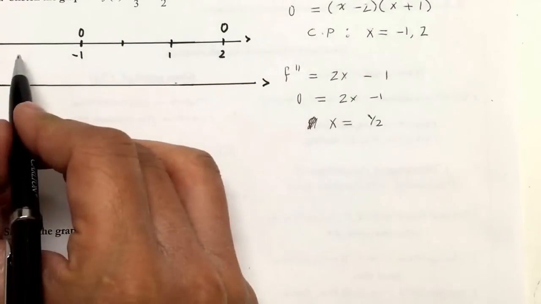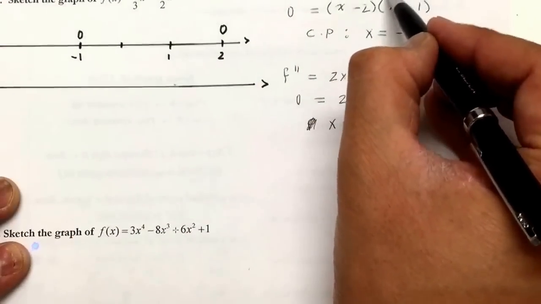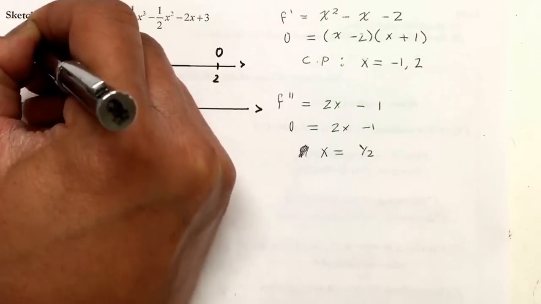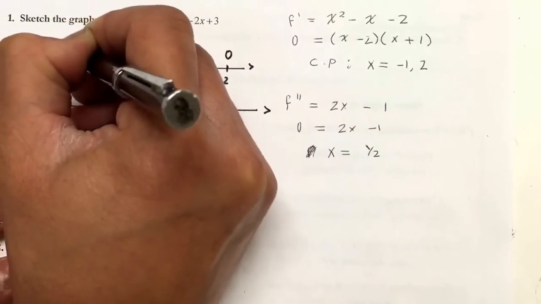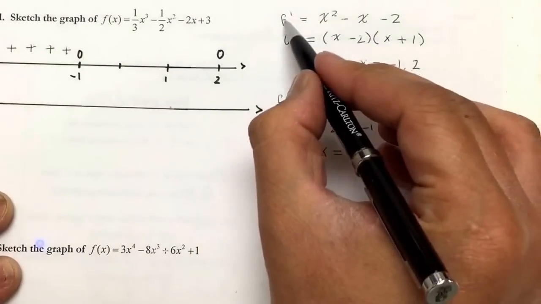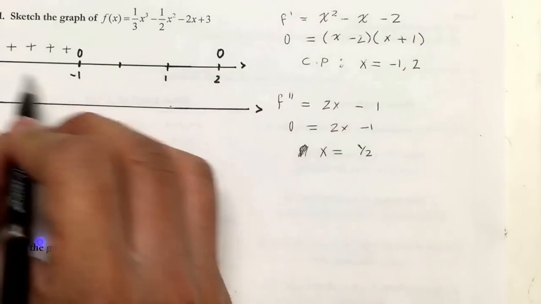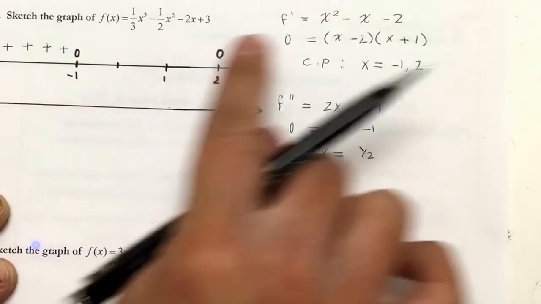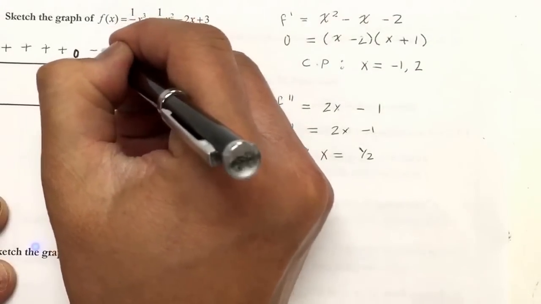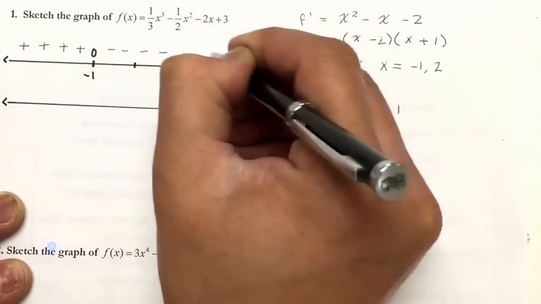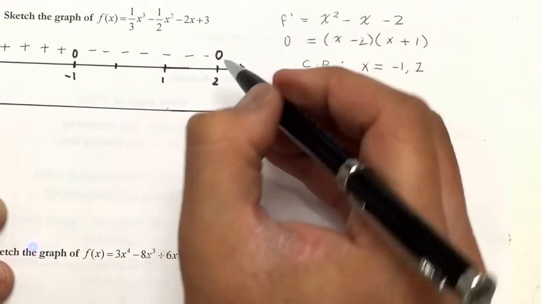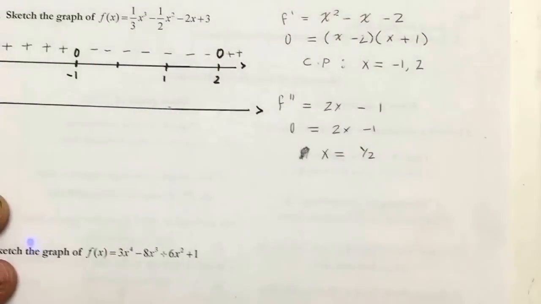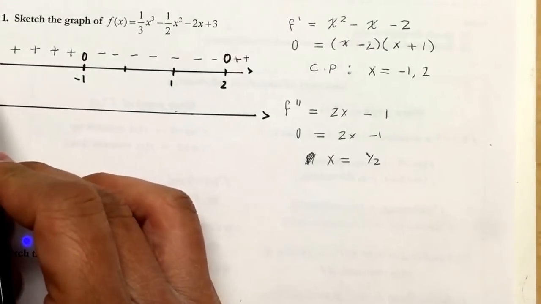So pick a number to the left of -1 and plug it in here to see what the derivative is, and if you do that, you're going to find out that the derivative is positive for anything to the left of -1. And then if you pick a number in between, pick 0, and plug 0 in there, you're going to get negative. And if you pick a number to the right of 2 and plug it in there, you're going to get positive, like that. So I just made a sign graph for f prime.